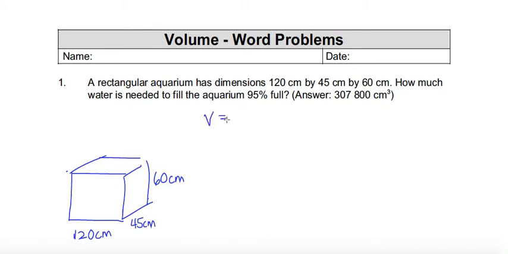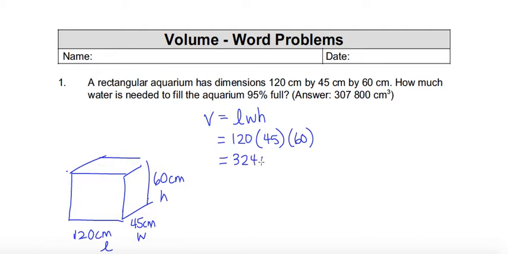So the volume of a rectangular prism is length times width times height. And it doesn't necessarily matter which one you label as length and width. I'm going to make my 120 my length, my 45 as my width, and my 60 as my height. So I have 120 times 45 times 60. I'm going to multiply these all together. So 120 times 45 times 60 gives me a value of 324,000, and my units are centimeters cubed.